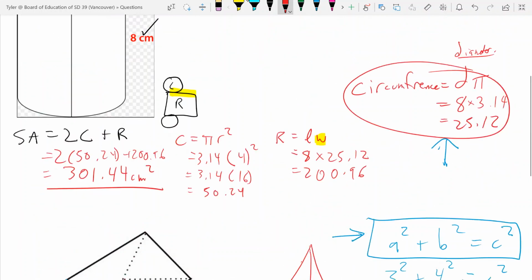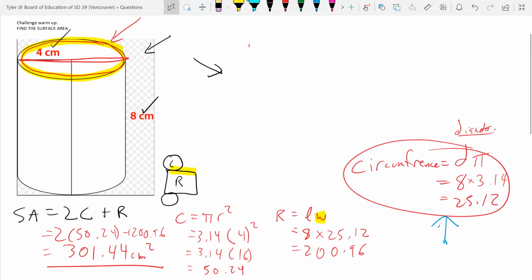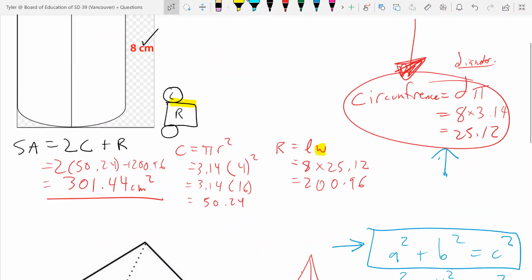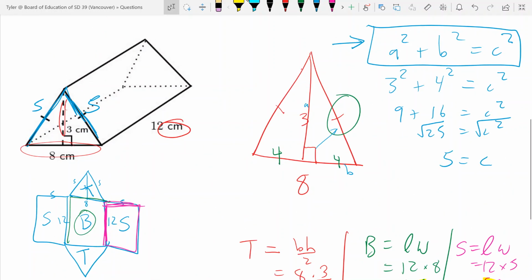So let's recap briefly. When we had a cylinder where we didn't have the circumference, we had to figure it out using the formula. We figured it out. If we have a triangular prism where we don't have a side, that means we've got to use the Pythagorean theorem to figure it out.